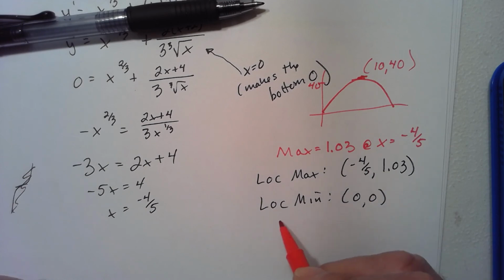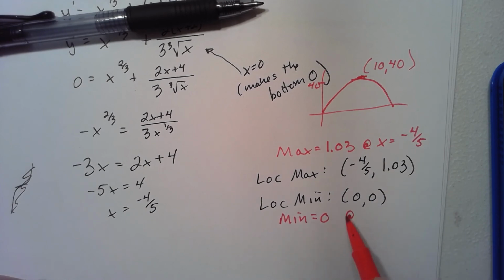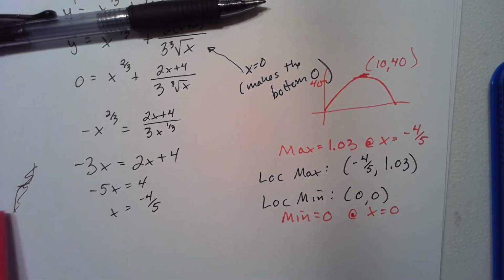So the same thing here. We'd say the minimum is 0 at x equals 0. All right. Yeah, I think that's probably enough.